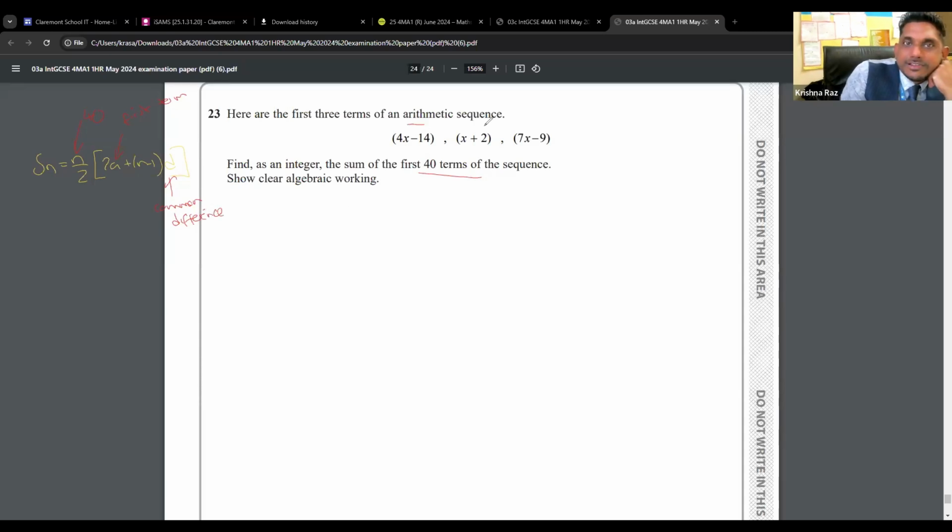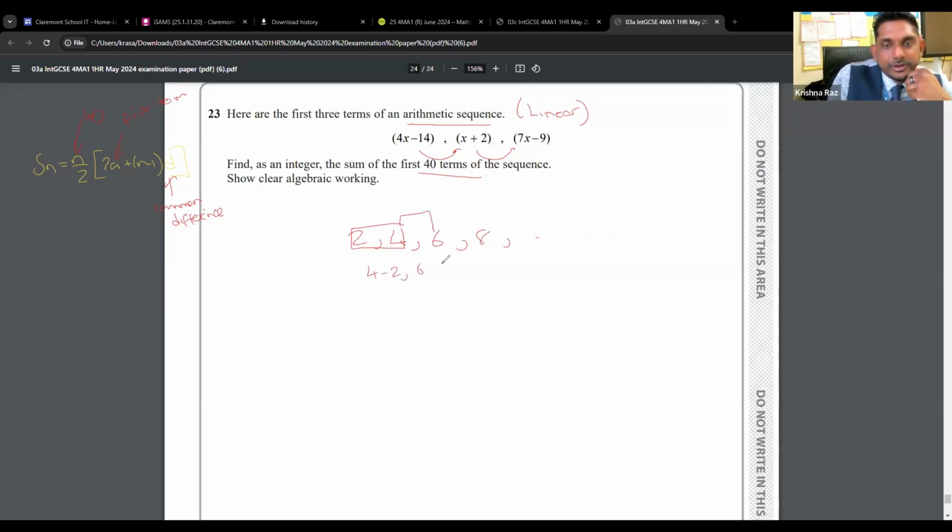The significant thing here is it's an arithmetic sequence, which means the sequence is linear, which means it's additive. It's going up by plus the same difference each time, whether that's a positive or negative number. If you imagine the sequence 2, 4, 6, 8, which is another linear sequence, 4 take away 2 is 2, 6 take away 4 is 2, and 8 take away 6 is 2. That is a property that will happen with any part of the sequence.